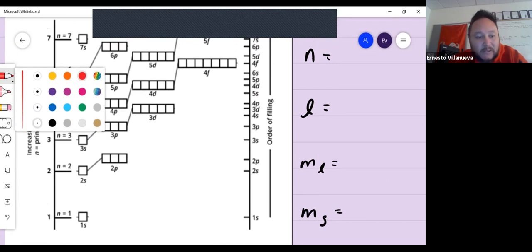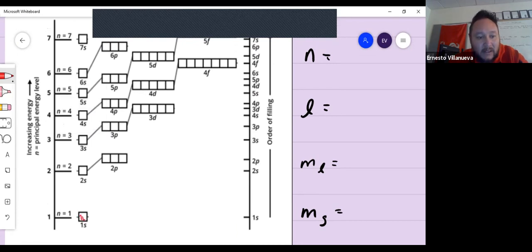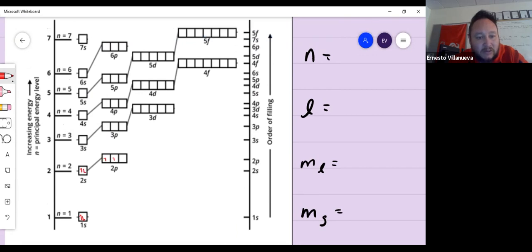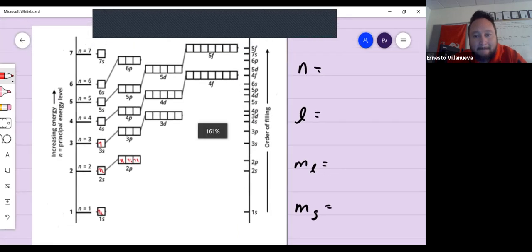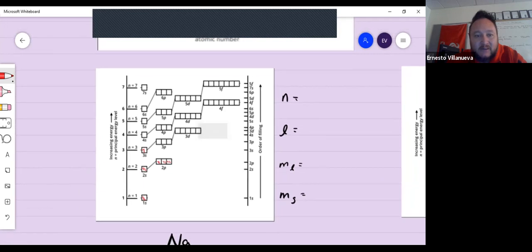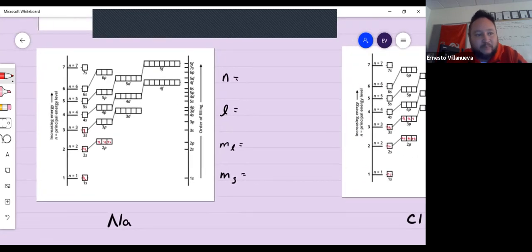All right, so sodium, we should already know that it's going to be 1s2, 2s2, 2p6, okay, 3s1. So this is the electron configuration that represents sodium. Okay, so we should already know this. I'm going to zoom back out here real quick. All right, so let's take a look at sodium.